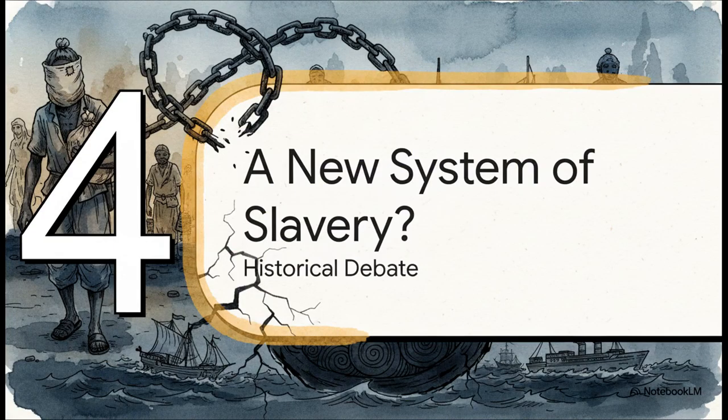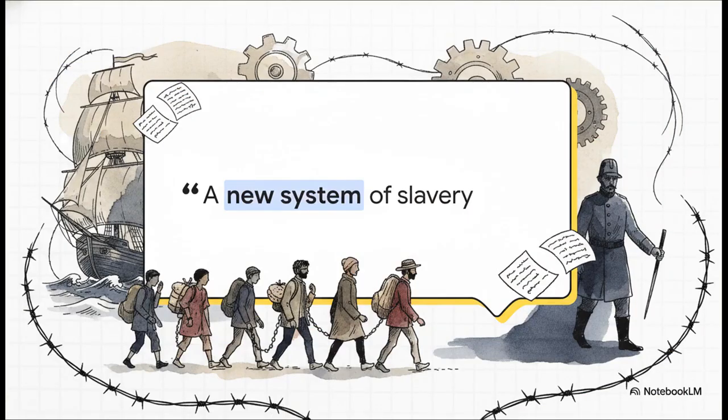Which naturally brings us to Section 4, a new system of slavery. Some historians, notably Hugh Tinker, don't mince words here. They argue quite directly that it was simply, quote, a new system of slavery. They point out that the extreme vulnerability of the workers and the brutal coercive mechanisms used to enforce the contracts really just rebranded unfree labor for a post-abolition world.